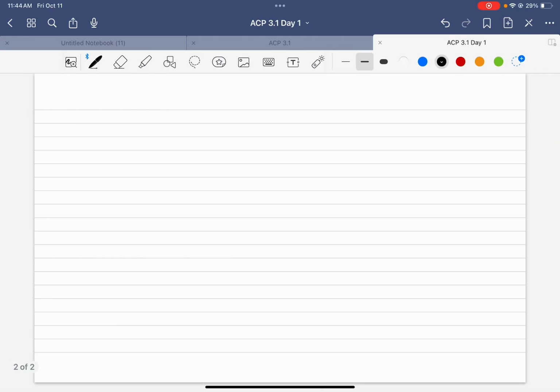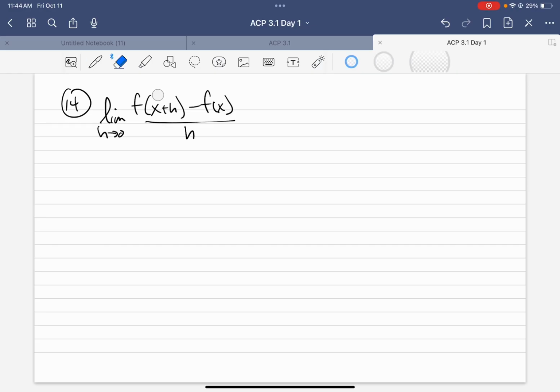Then 14 is using that same limit definition: the limit as h goes to 0 of f of x plus a little bit minus f at x over h. But in this case, the place we want to take the derivative at, I guess that's a. For number 14, a is equal to 0, and f of x is equal to 1 minus x squared. So here it's going to be 0 and 0, right?